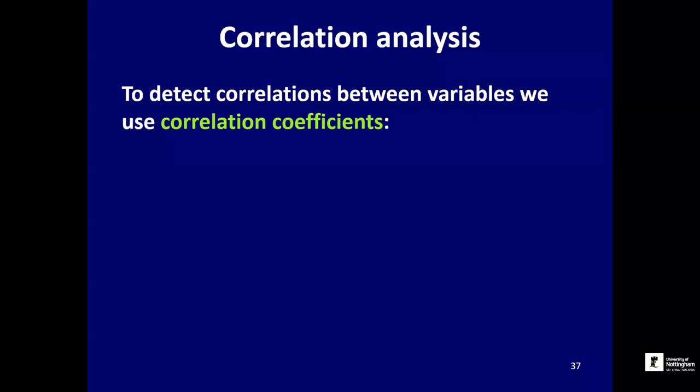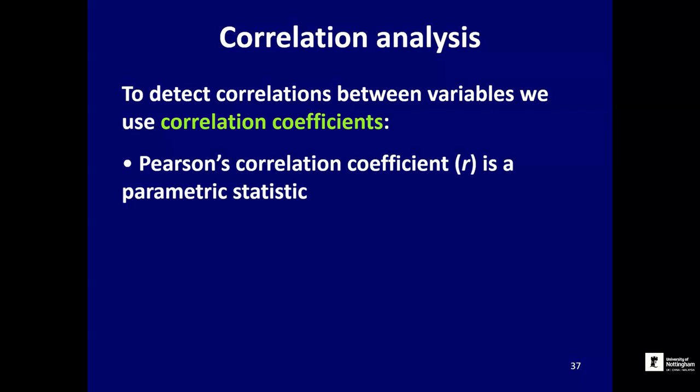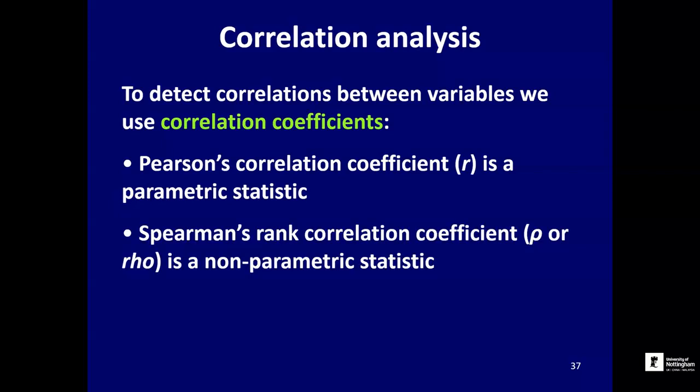So correlation analysis detects the relationship between two variables using a thing called a correlation coefficient, which is a statistic. There are two correlation coefficients we're going to look at. One is a parametric statistic, Pearson's correlation coefficient, normally given lowercase r. The alternative is Spearman's rank correlation coefficient, typically indicated by the Greek letter rho, spelt RHO. This is a non-parametric correlation coefficient, so when you do correlation with Spearman's rank, you don't make all the assumptions that you would otherwise make.